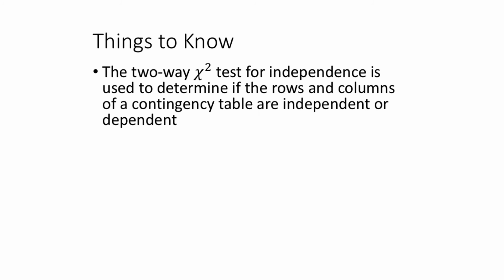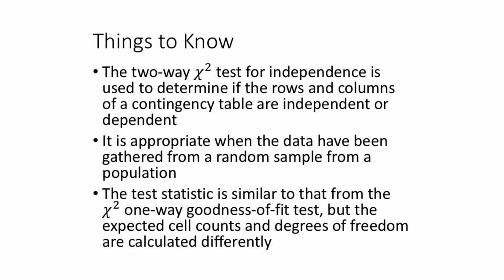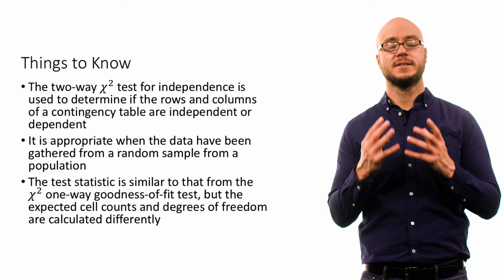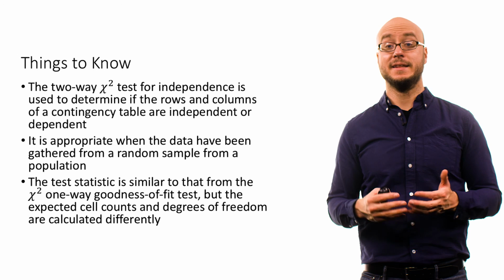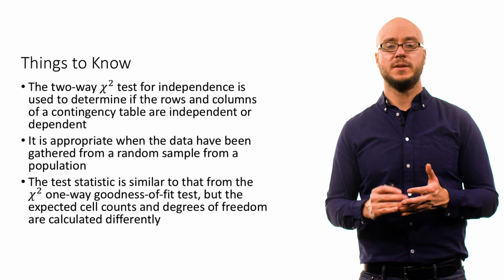So there are a couple things to know for this part of this week's lecture. The two-way chi-square test for independence is used to determine if the rows and columns of a contingency table are independent or dependent. Contingency table of counts. So it's appropriate when the data have been gathered from a random sample from a population. And it is very similar, in fact, to the chi-square one-way goodness of fit test, but the expected cell counts and the degrees of freedom are calculated in a slightly different way to reflect the fact that this is really a test of independence. That's the null hypothesis, and the fact that degrees of freedom entails both the rows and columns.